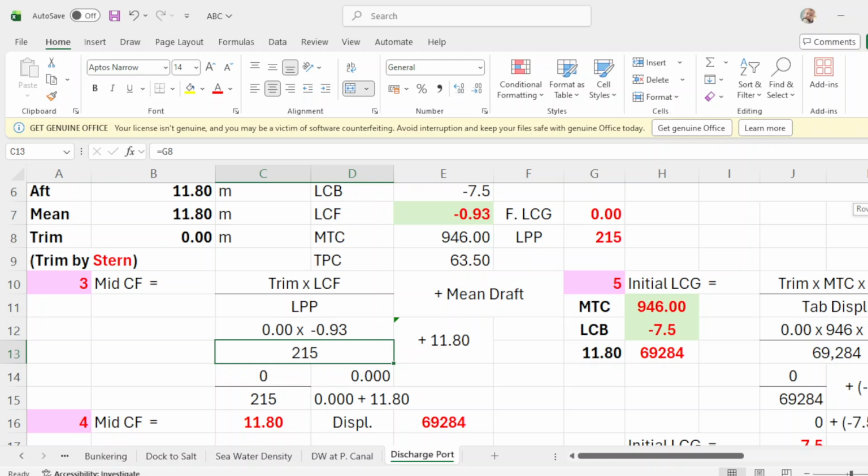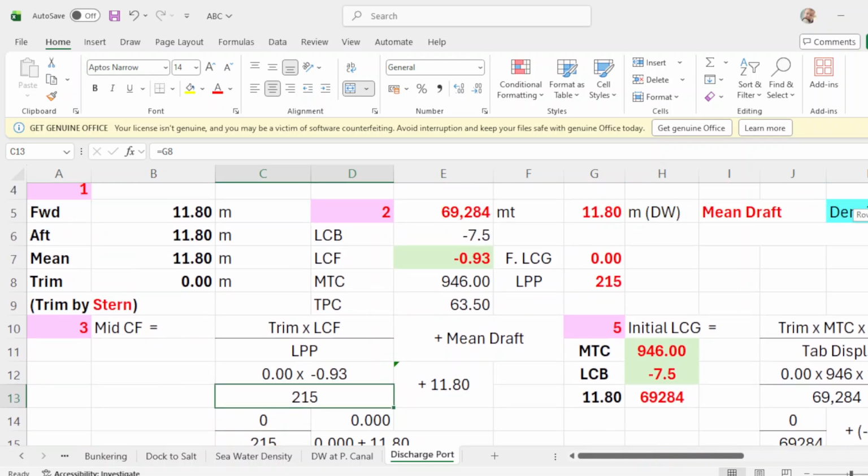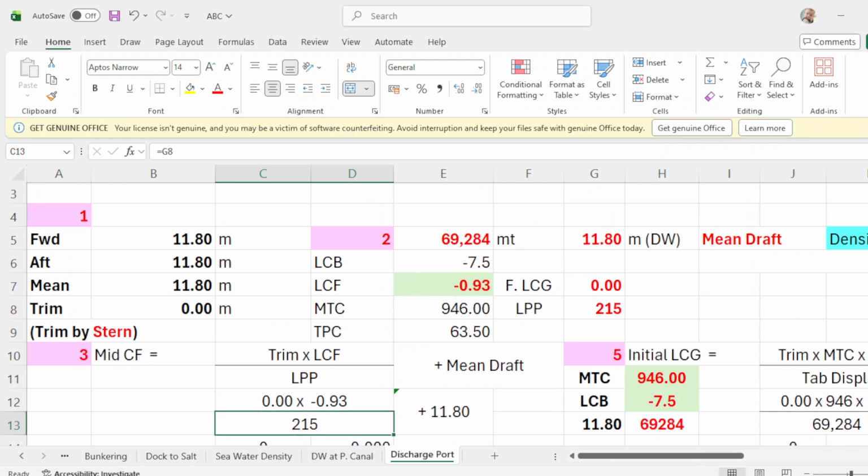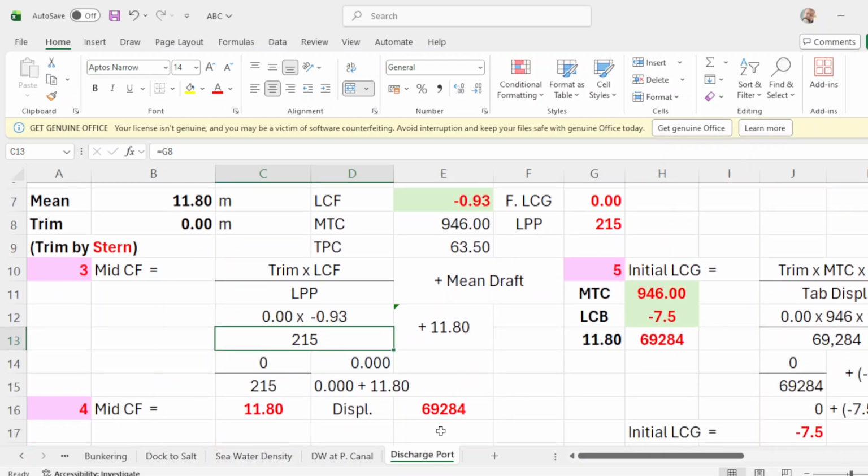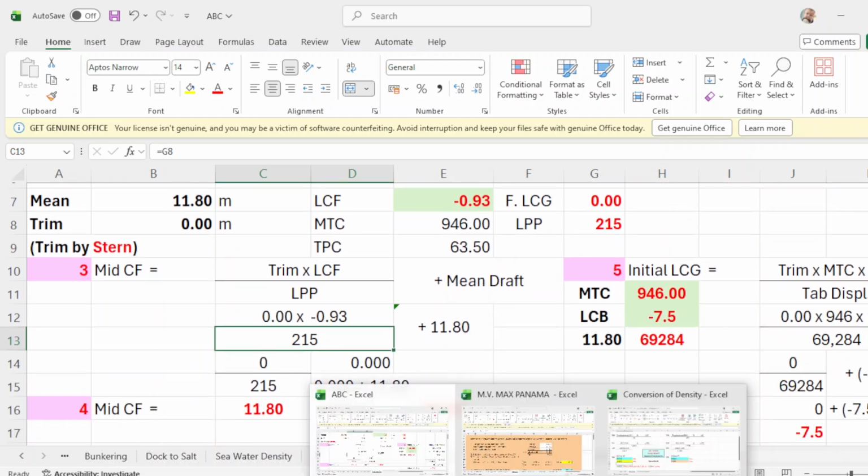So you transpose the formula. 0 times negative 0.93 is 0, over 215. 0 divided by 215 is 0. So 0 plus 11.80, your mean drop. So your mean drop at center of rotation is 11.80. And the displacement is the same, 69284. So we go check this displacement.